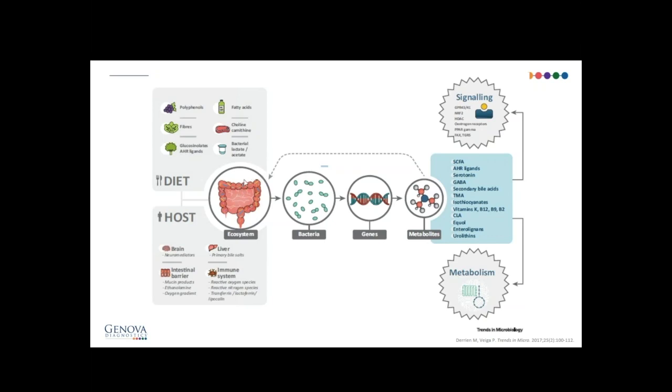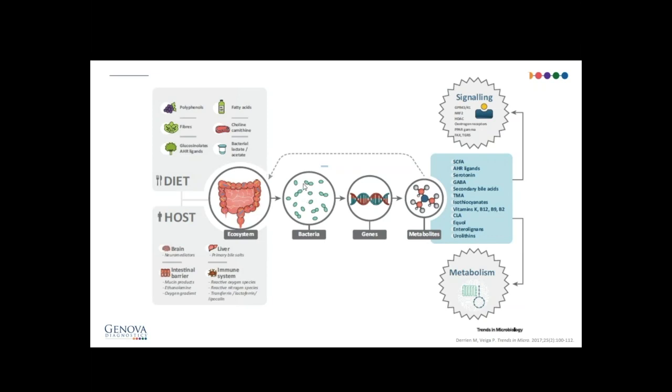What this picture is showing, if we look in the middle here, we have the ecosystem, which is a picture of our intestines. And the ecosystem is influenced at the top left by the diet, so what we're eating and putting into our gut. And at the bottom, there's host mediators. So the brain produces neurotransmitters. The liver is contributing bile salts. The intestinal barrier has mucin products and other things that are creating an ecosystem. And the immune system interfaces as well. So this ecosystem shapes and composes the bacteria that live in our gut.